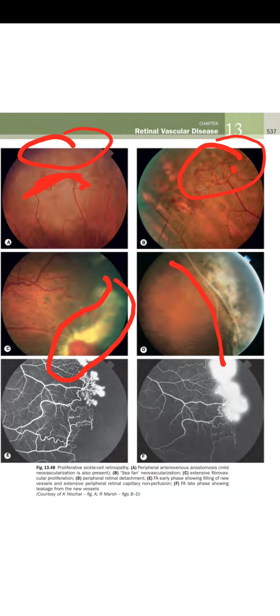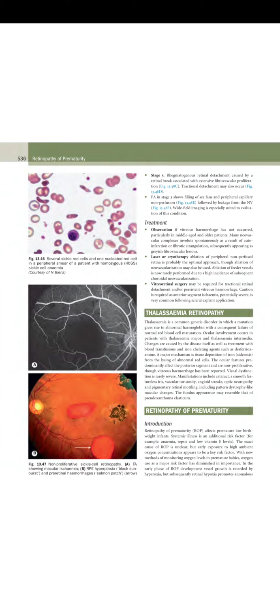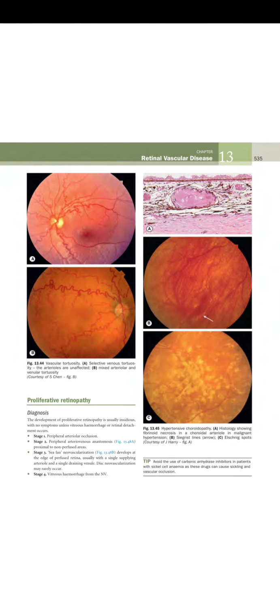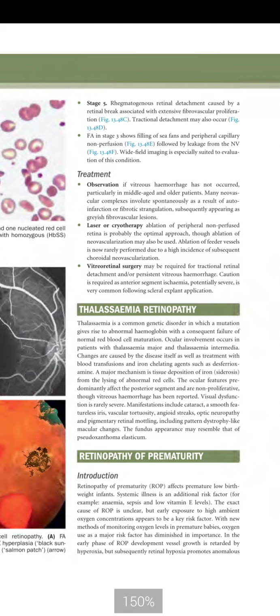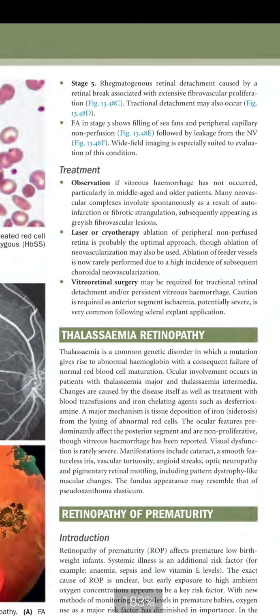Now E is showing FFA, filling of the new vessels, and this area is basically a non-perfused area, and there is an extensive filling of the new vessels. And F, the FA late phase, shows a leakage from the new vessels. So stage 1 is the arterial occlusion, stage 2 is the arteriovenous anastomosis, stage 3 is the C-fan neovascularization, stage 4 is vitreous hemorrhage, and stage 5 is rhegmatogenous retinal detachment.